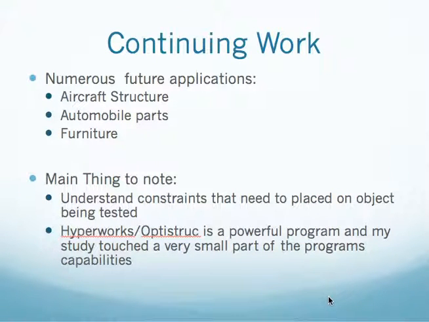Continuing work in this, there are numerous future applications, whether it be aircraft structure, automobile parts, furniture. The main thing to note here is to understand what constraints you need to put on an object, whether it be thermal, trying to make sure that it can be machined. You want to make sure there are no voids within the structure. There are various constraints out there you can use within OptiStruct.